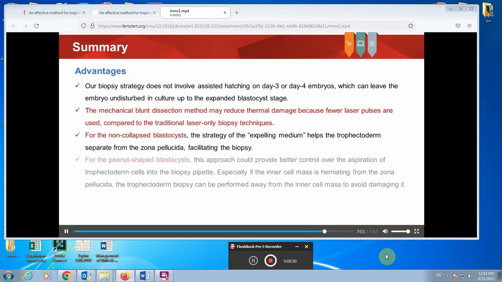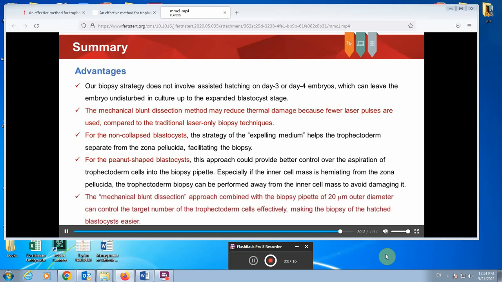facilitating the biopsy. For the peanut-shaped blastocysts, this approach could provide better control over the aspiration of trophoectoderm cells into the biopsy pipette, especially if the inner cell mass is herniating from the zona pellucida. The trophoectoderm biopsy can be performed away from the inner cell mass to avoid damaging it. The mechanical blunt dissection approach, combined with the biopsy pipette of 20 micrometer outer diameter, can control the target number of the trophoectoderm cells effectively, making the biopsy of the hatched blastocysts easier.